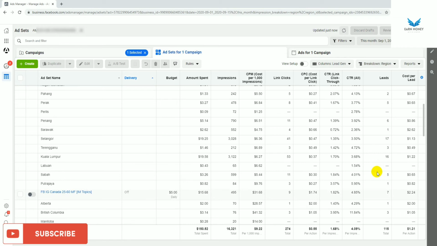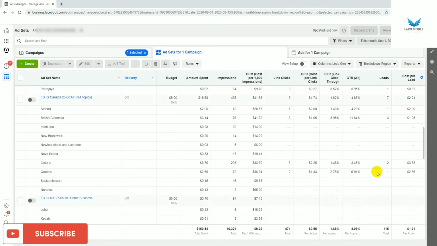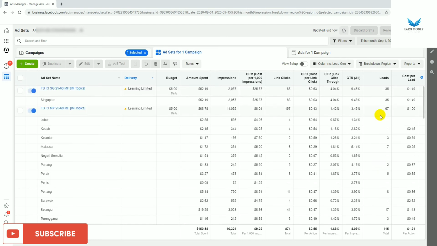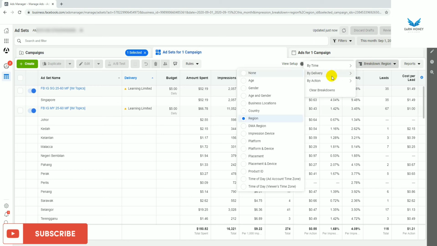And this would also be the same for other countries, like Canada. This particular campaign ran only for a short while. We've got 3 from British Columbia, 2 from Ontario, and so on. All right. Of course, with a much more matured campaign, you will get more data. But I just want to show you how you can take a look at a breakdown, and let's take a look at platform as well.